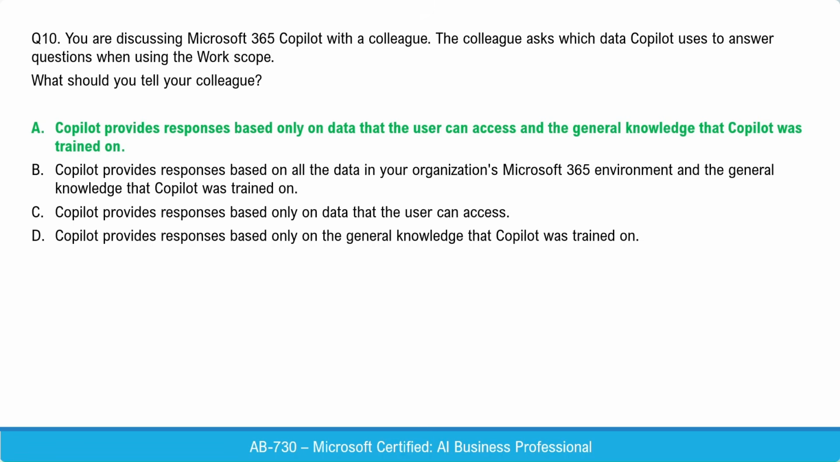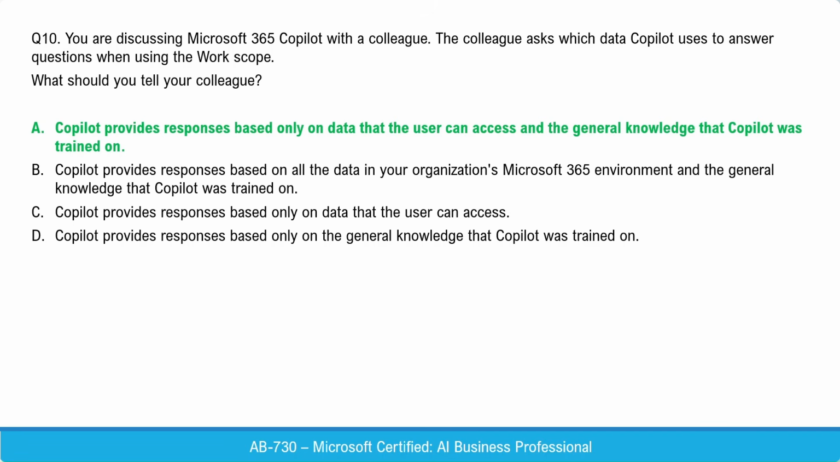In work scope, Copilot combines two things. First, it uses your organizational data, which is emails, documents, Teams chats, and meetings, but only the data that you have permission to access. Second, it uses general knowledge from the AI model. This helps it to understand your request and generate meaningful responses. This combination is very important. Your data plus the model knowledge. This is exactly what option A describes.